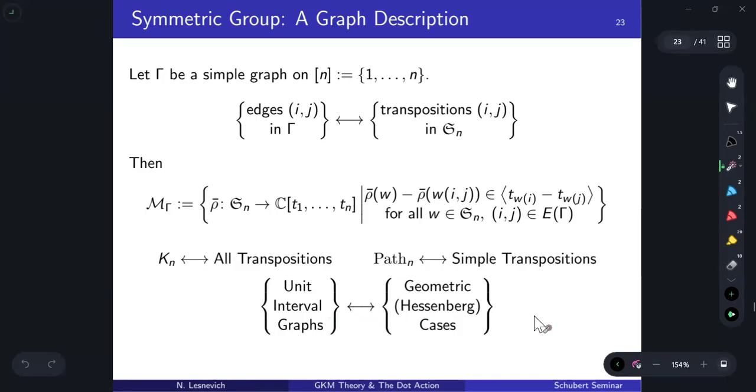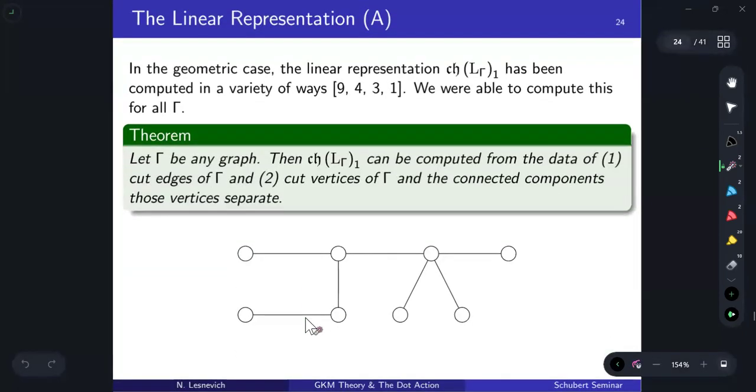But the result I'll share with you for type A, and my contributions to this, are in the non-geometric cases when we don't have this setup, for any simple graph. Again, my contributions are in the non-geometric examples. In the geometric case, when we have that unit interval graph, the first piece of our graded representation has been computed in a bunch of different ways. Geometrically, with GKM theory, in the chromatic symmetric function land.